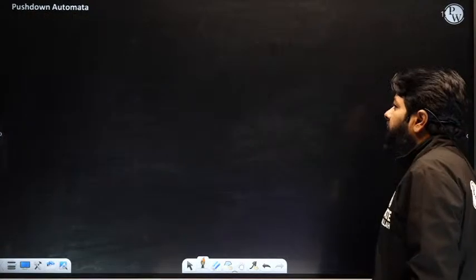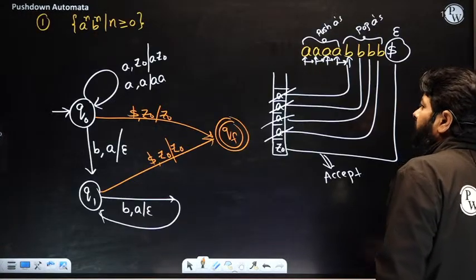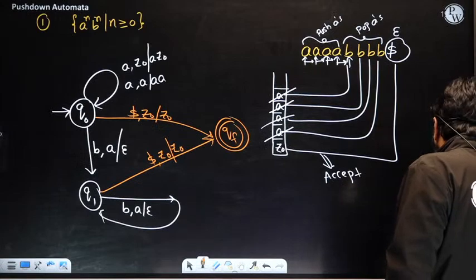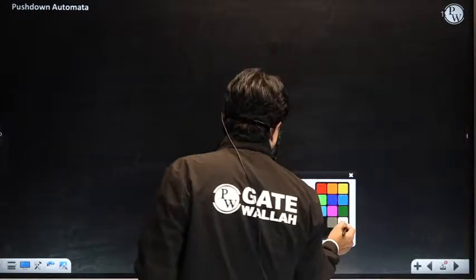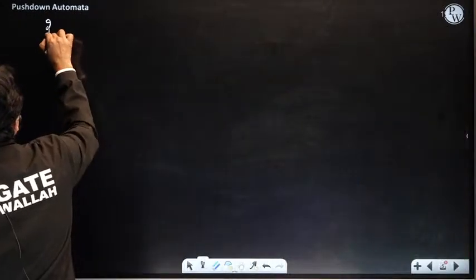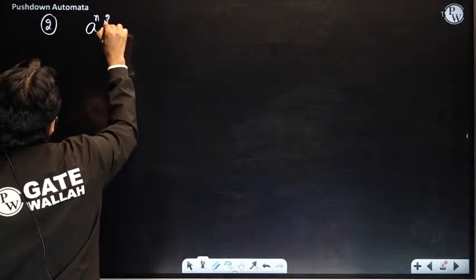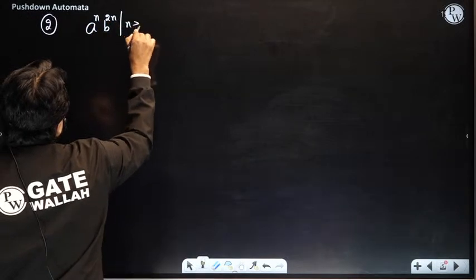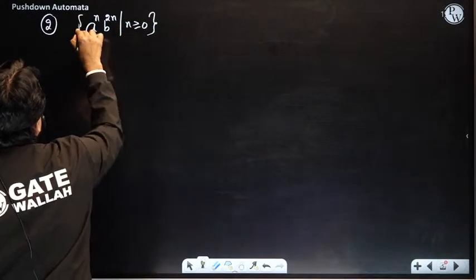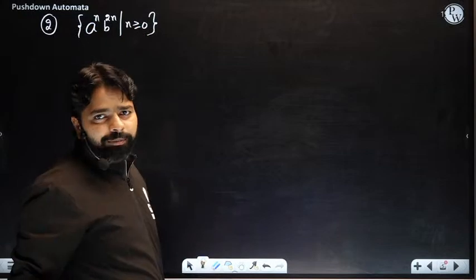Okay, let's start with the second question. Now the question sequence changes, right? Now I don't want to keep the same problem, so let's start with some other problem. Second: a power n, b power 2n such that n greater than or equal to 0. Anyhow, we don't say this is regular. It's non-regular because we have a dependency.